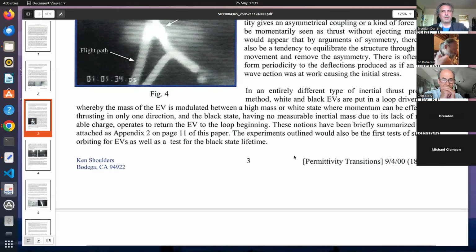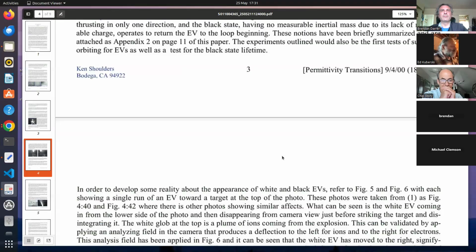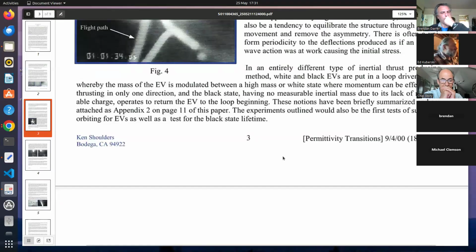So this sounds like a technology totally. These notions have been briefly summarized and are attached as Appendix 2 on page 11 of this paper. The experiments outlined would also be the first tests of a sustained orbiting for the EVs, as well as a test for the black state lifetime. And that's something that we really want to study, the black and the white, and the differences between the two.